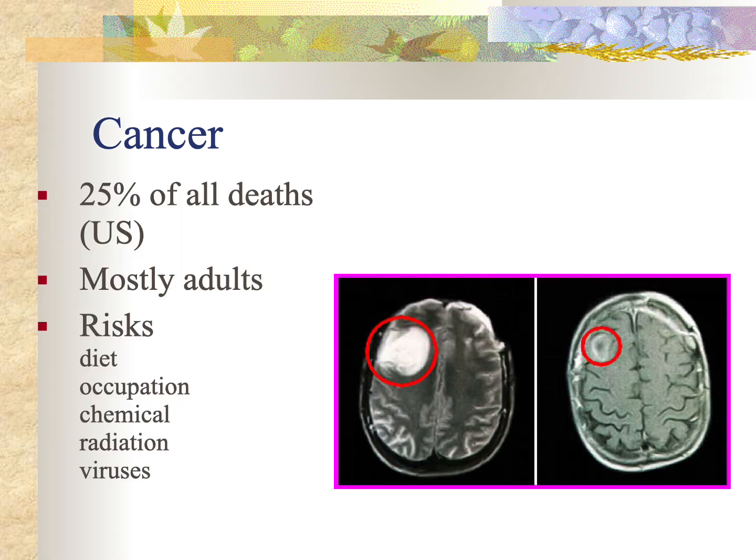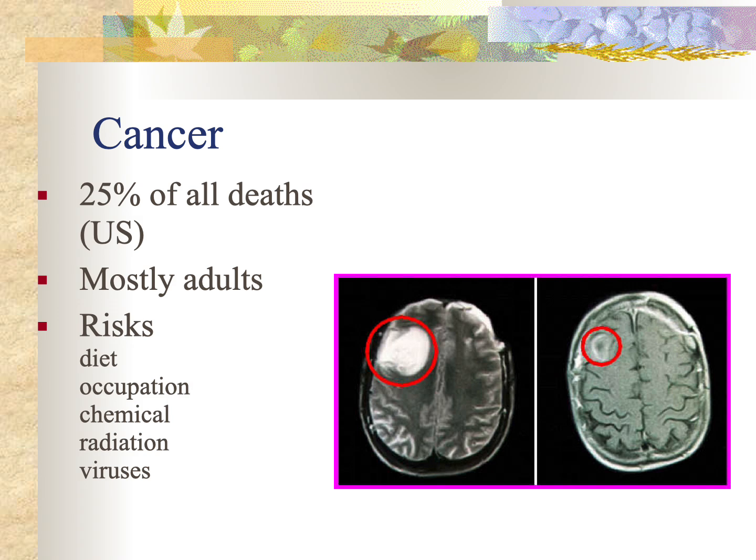Cancer is a major problem. It causes 25% of all deaths in the United States. Fortunately, this mostly happens to older adults. The damage is usually caused by exposure to chemicals or radiation. Sometimes these chemicals are in the diet. Sometimes people are exposed to them on the job, like asbestos. Sometimes things like cigarette smoke or high temperature chemicals from grilling cause that. But it can also be radiation from sunlight, or viruses.